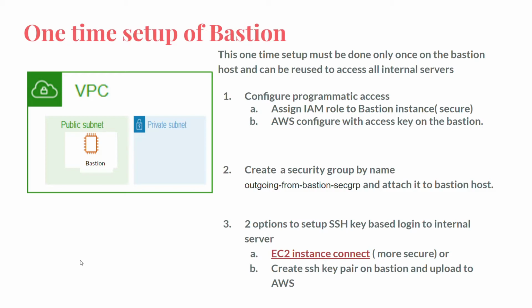The second step is to create a security group named outgoing-from-bastion-security-group and attach it to the Bastion host. Having a good name for a security group is quintessential for security. It prevents someone from inadvertently assigning wrong permissions.